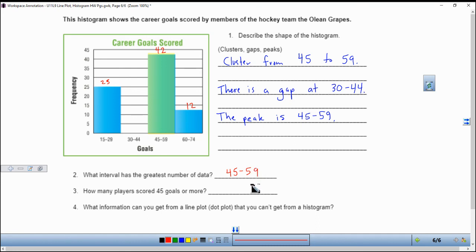How many players scored 45 or more goals? Well, that would be, I guess right there. It's a giant line there. It made it again. Let's see if it makes it again. Yep. So it's going to be everything from here on, 45 to 74. So that's going to be 42 players, which is this, plus 12 players. So that would be 54 players.